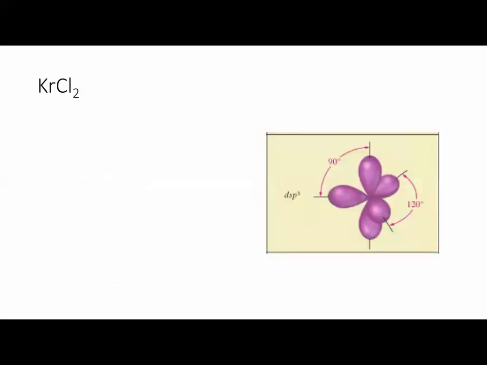Last, you have krypton dichloride. The central atom is krypton. You have 22 valence electrons. I gave an answer, but I'm going to have to draw this out. So you have krypton. So you have 5 electron pairs around that central atom. So it's going to be in a trigonal bipyramidal arrangement, and this requires sp3d hybridization.